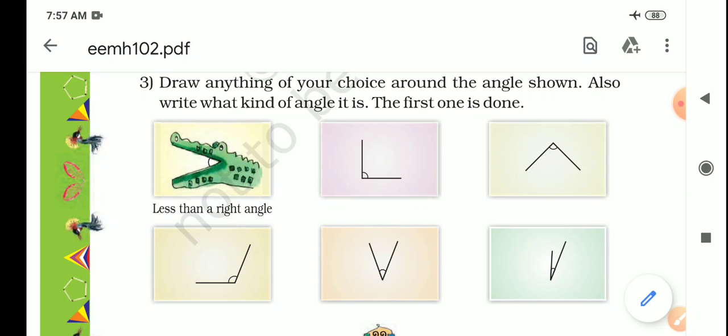Okay, so with this, by drawing some or the more things with the help of the angles, first we have identified the angles, and then we have drawn something with our choice according to the angle shown. So this all were the different types of angles. So see how we have studied our different types of angles very easily by solving this nice exercise.